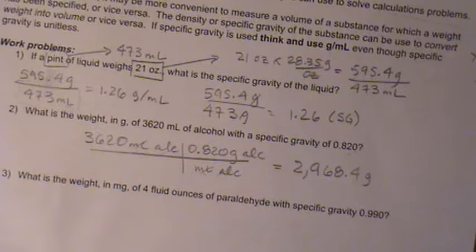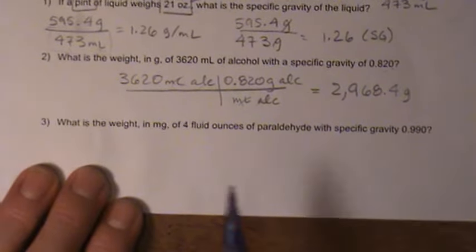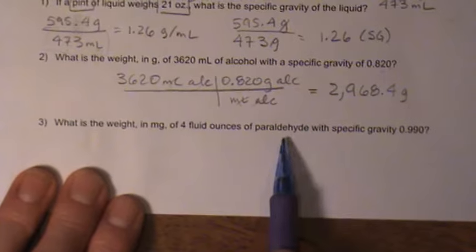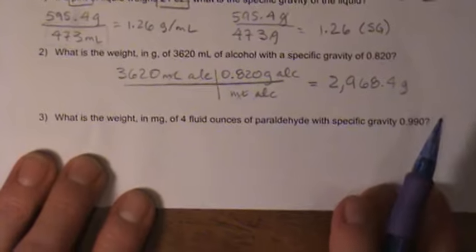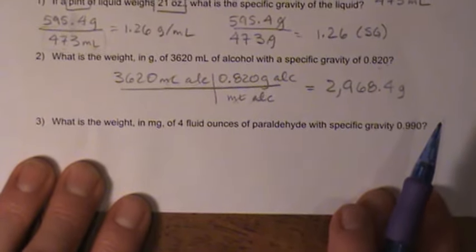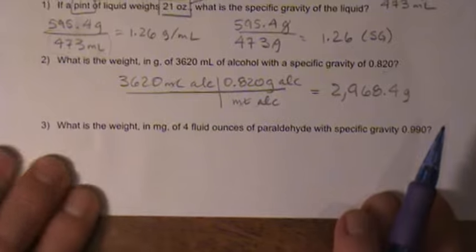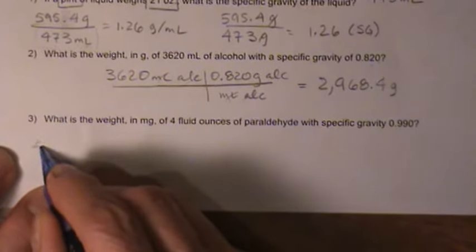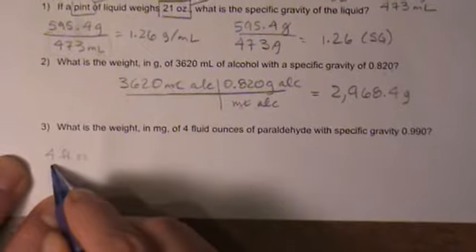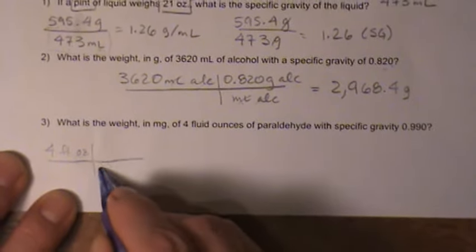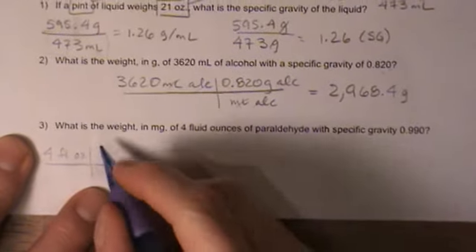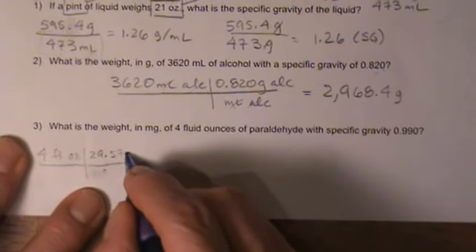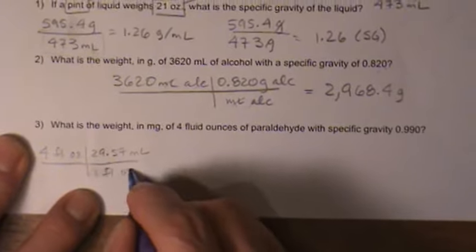All right? So the last one is, what is the weight in milligrams of 4 fluid ounces of paraldehyde with a specific gravity of 0.990? So do we have all the information we need? Sure. Using dimensional analysis, you bet we do. Okay, so let's start with 4 fluid ounces. We need a conversion right here, obviously, to metric. It's 29.57 mils per 1 fluid ounce.